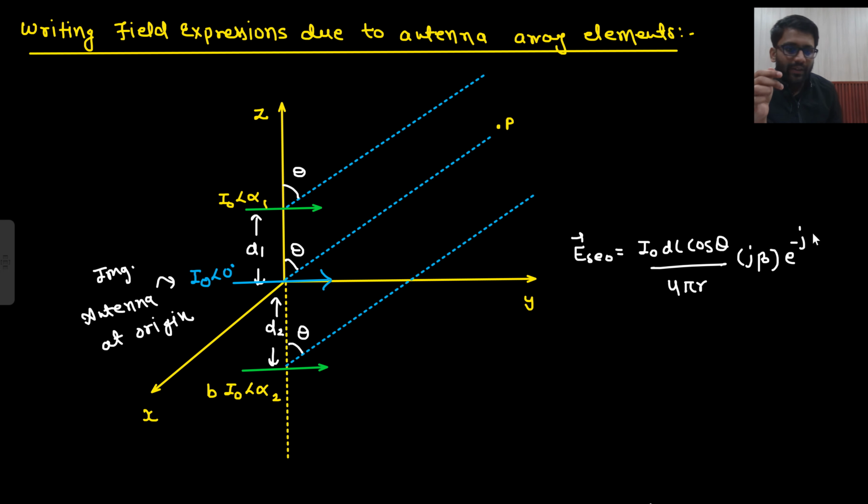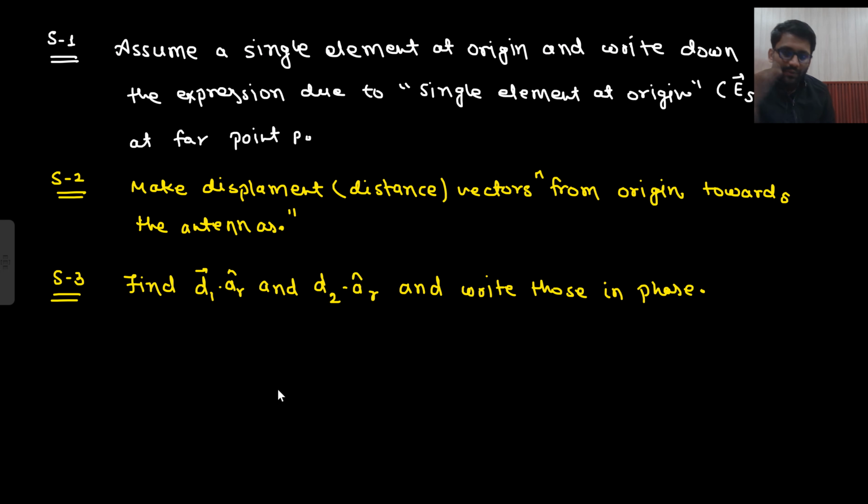Yeah, so you need to write down that I DL cos theta upon 4 pi r into j beta e to the power minus j beta r A R cap. So this will be the electric field component because of the single element. Now we need to write down the array factor. So how will you write down the array factor? So let's write down the array factor now. So don't read these points, forget about these points.